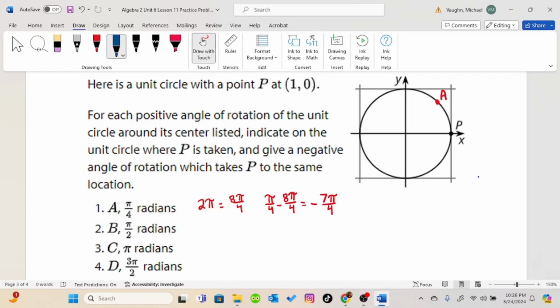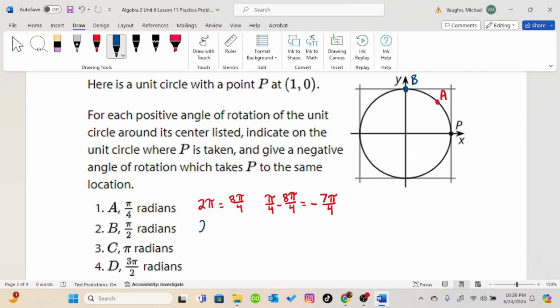Point B, pi over 2 radians. That is half of pi, which is half of a half circle. So that puts us at the top of the circle for point B.